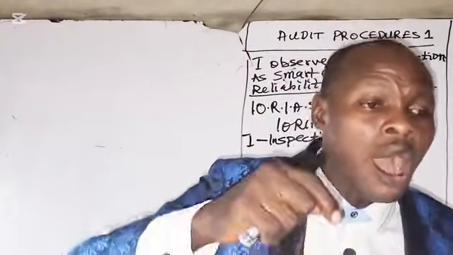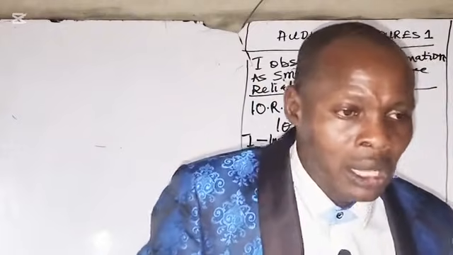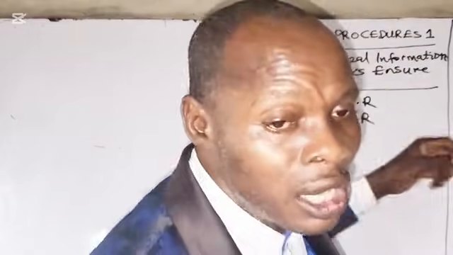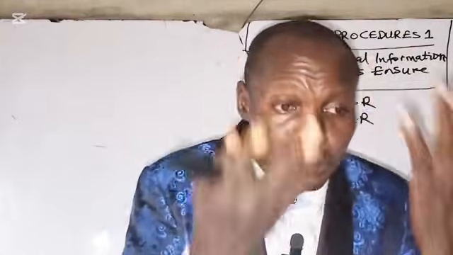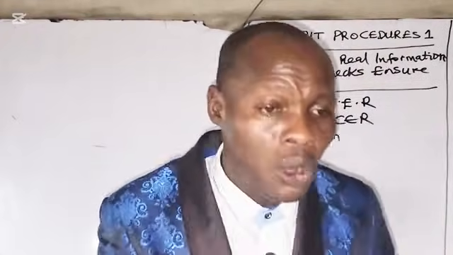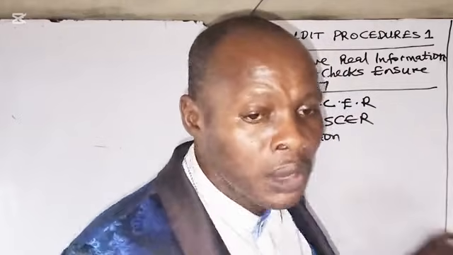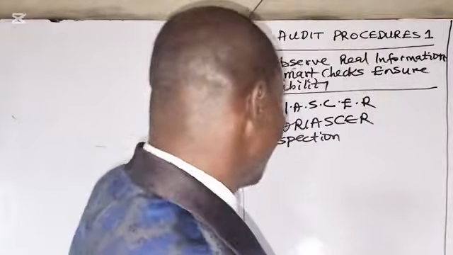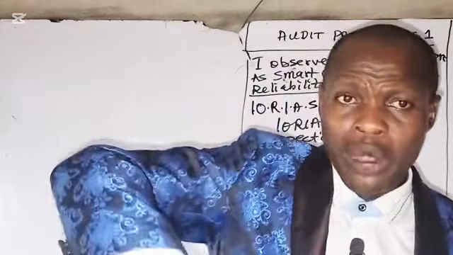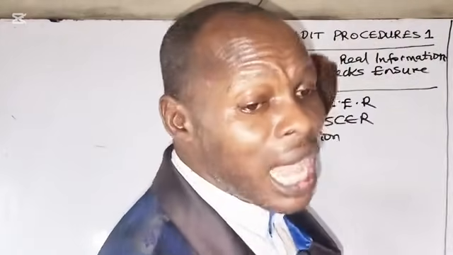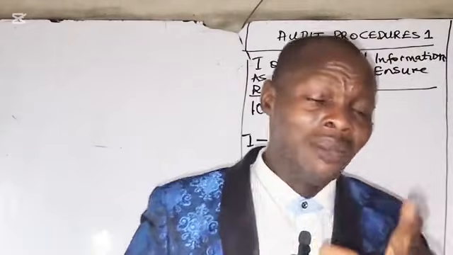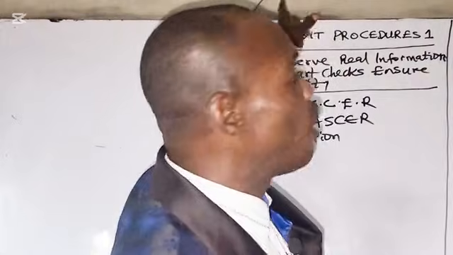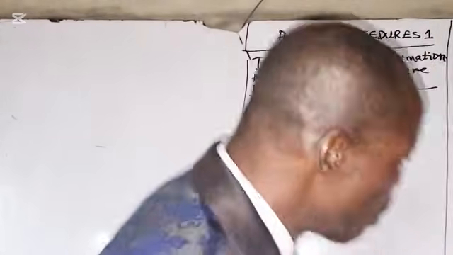Inspection is when the auditor physically checks documents or assets. You inspect the document, you check the asset. That is inspection. You pick up an invoice and check if it is free. That is inspection. I inspect, I observe. Don't worry, we will still learn the song.